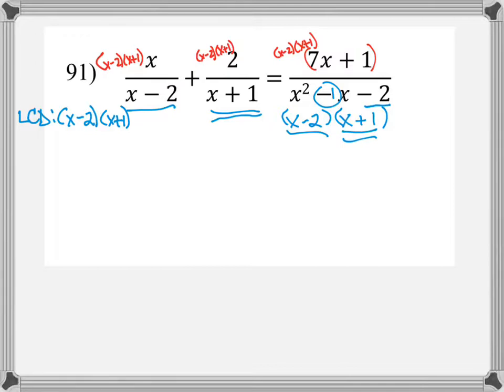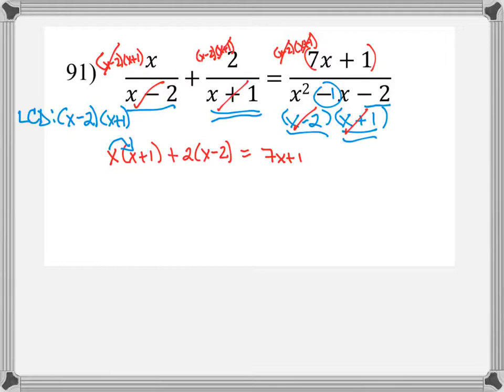So when I multiply the first term by x minus 2 times x plus 1, my x minus 2's cancel, and I'm left with x times x plus 1. When I multiply the second term by the LCD, the x plus 1's cancel, and I'm left with 2 times x minus 2. On the right-hand side, my x minus 2's cancel, my x plus 1's cancel. So technically, all I'm left with is 7x plus 1.